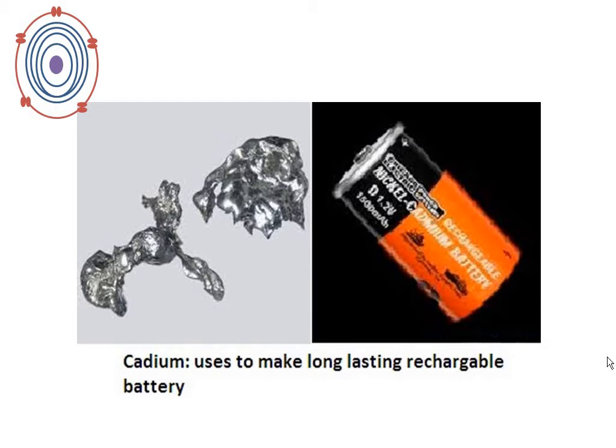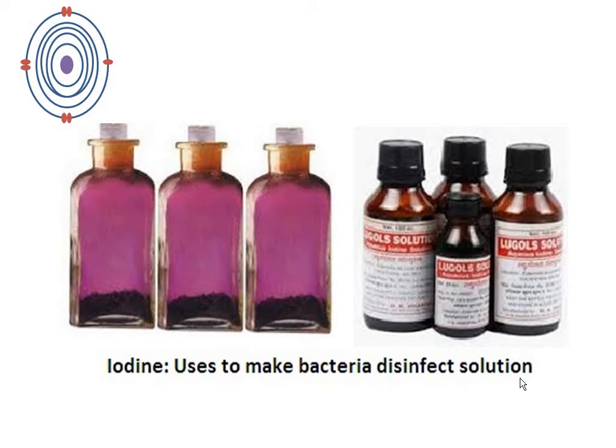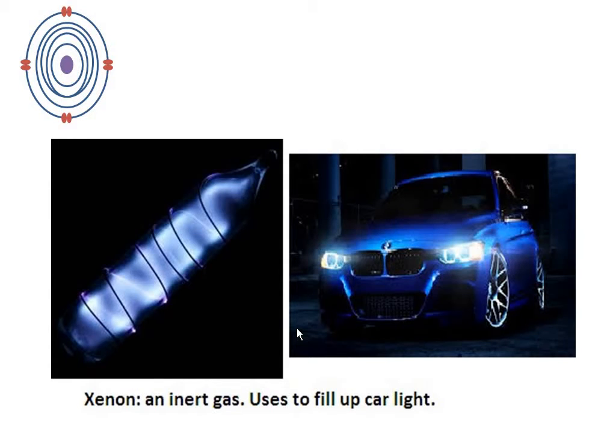Cadmium, used to make long-lasting rechargeable batteries. Cadmium battery. Iodine, used to make bacteria disinfecting solution. So when you get a cut, you can apply some iodine solution to kill the bacteria. Xenon, an inert gas used in car lights. Xenon.